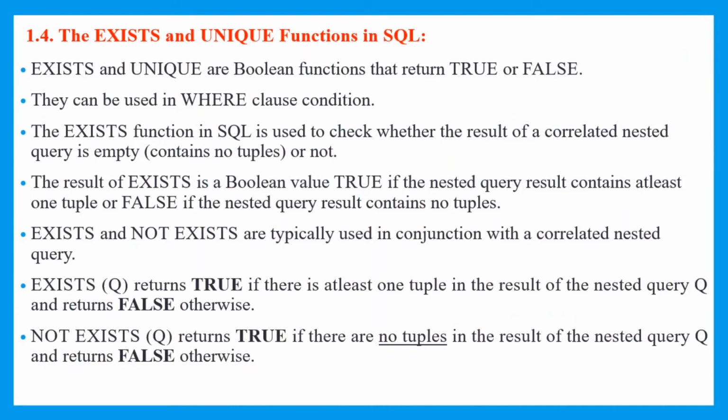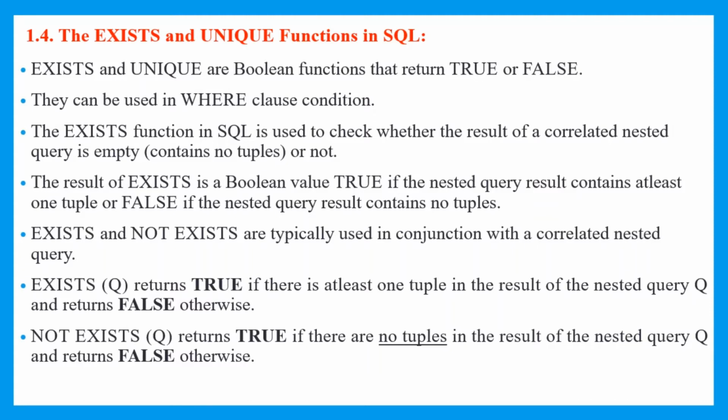Next topic is the EXISTS and UNIQUE functions in SQL. EXISTS and UNIQUE are Boolean functions that return true or false. They can be used in the WHERE clause condition. The EXISTS function in SQL is used to check whether the result of a correlated nested query is empty or not.